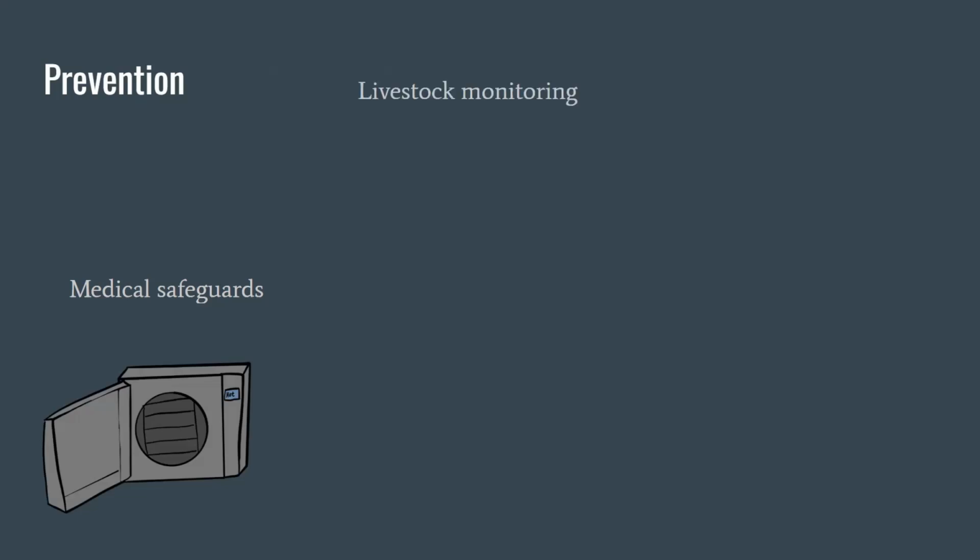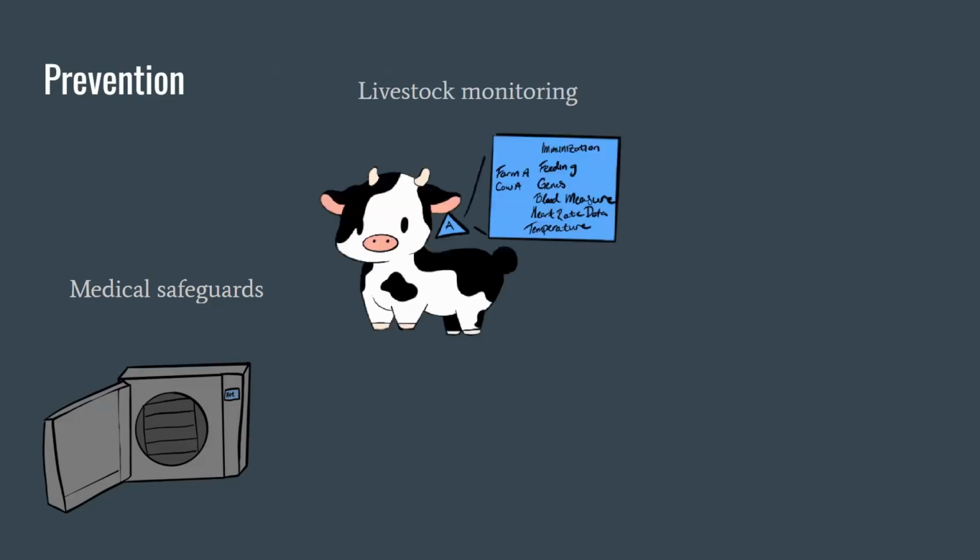Another strategy is livestock monitoring. Governments and agricultural industries collaborate to monitor and prevent prion diseases in livestock. For example, this can include banning the use of animal byproducts in feed to help reduce the risk of spreading prion diseases like mad cow disease. As well, animals are tagged and monitored so that gene history, immunization, and food information is easily accessible.